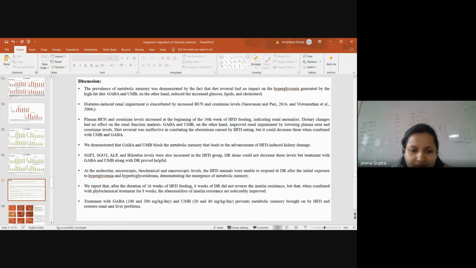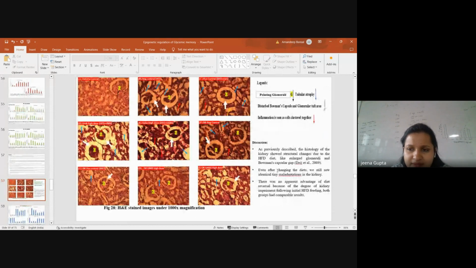Then we checked the histopathology of the kidney tissue. We see that under the diabetic condition, there is shrinkage of the glomerular structure. There is an increase in the lumen size, and even in the diet reversal negative control, the glomerular structure is still shrunken. But the treatment with our compounds was able to produce protective effects. Even metformin, which is our positive control, produces a protective effect in diabetic nephropathy.